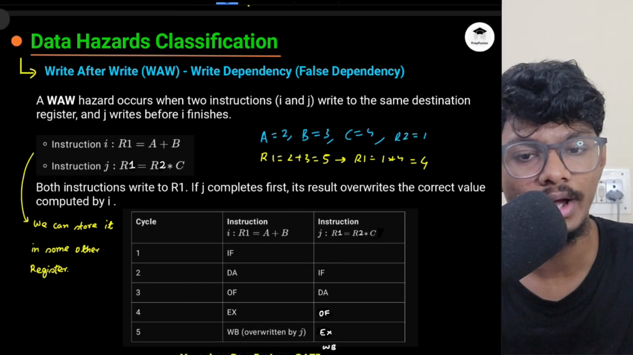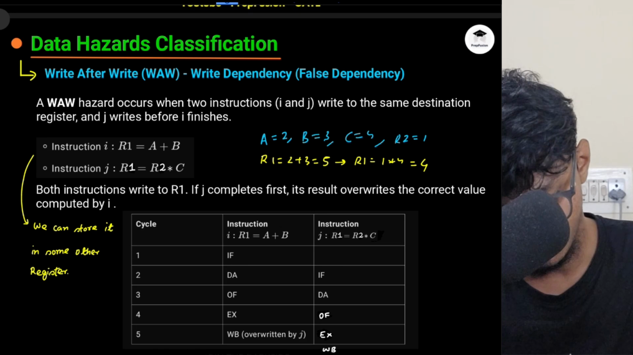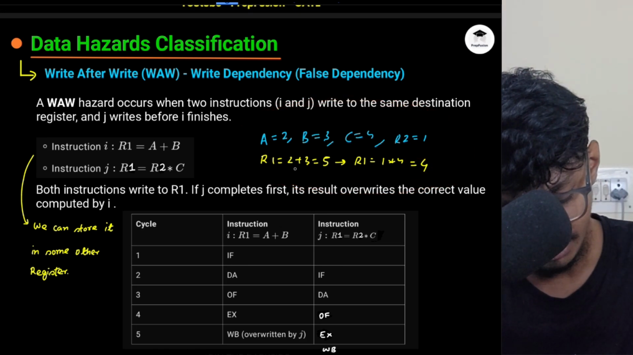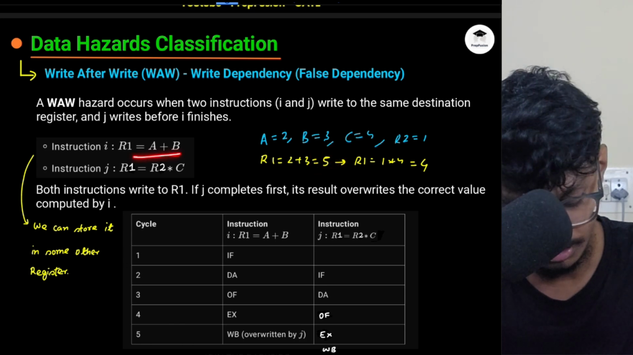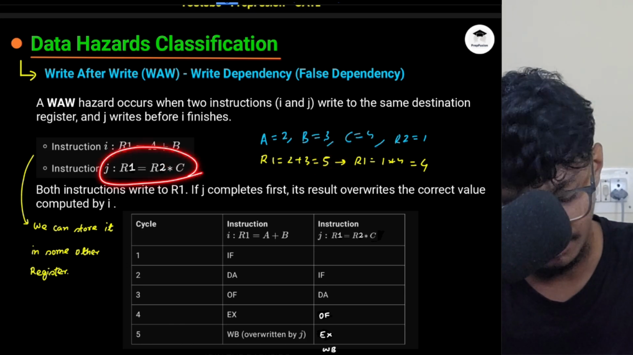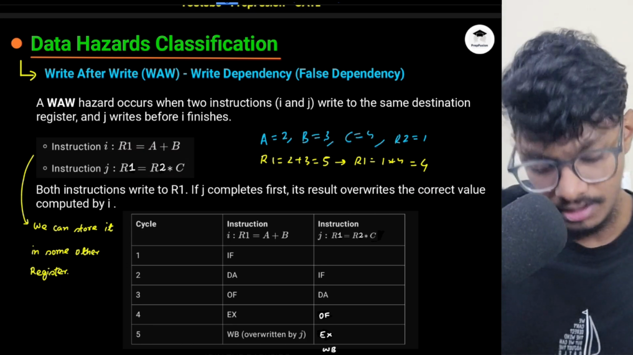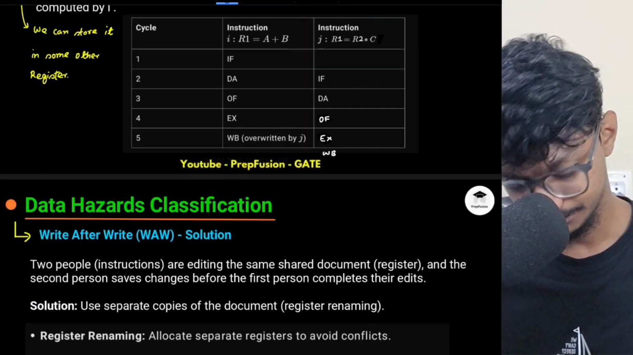So I can show you an example as well. Here I've shown an example because at the end I want 4. Previously my R1 was supposed to be 5 here, but I don't care about this. Finally I care about this only. So R1 is 4 only. So that is the important point that I wanted to talk about.